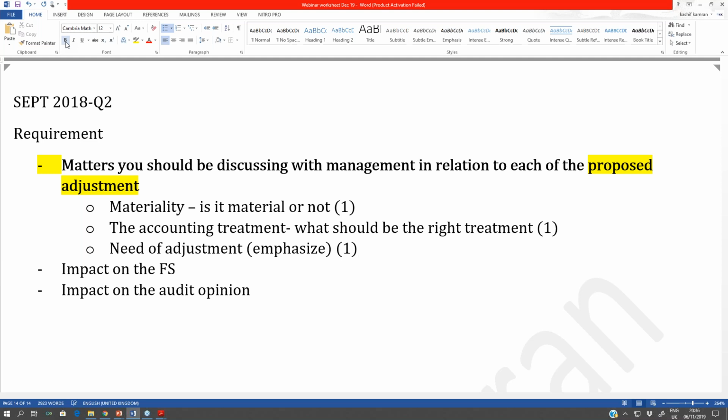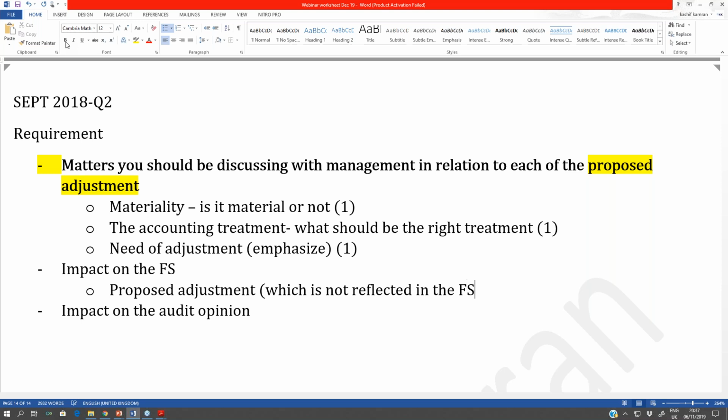Now, what's the impact on the financial statement? The impact on the financial statement is because there is a proposed adjustment which is not reflected in the financial statements. I hope you all agree with this. Because there is a proposed adjustment which is not reflected in the financial statement, do you believe the impact on the financial statement is that something must be understated and something must be overstated?